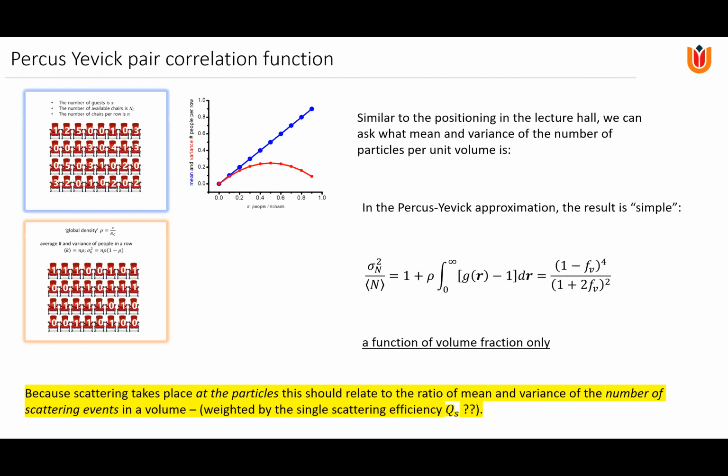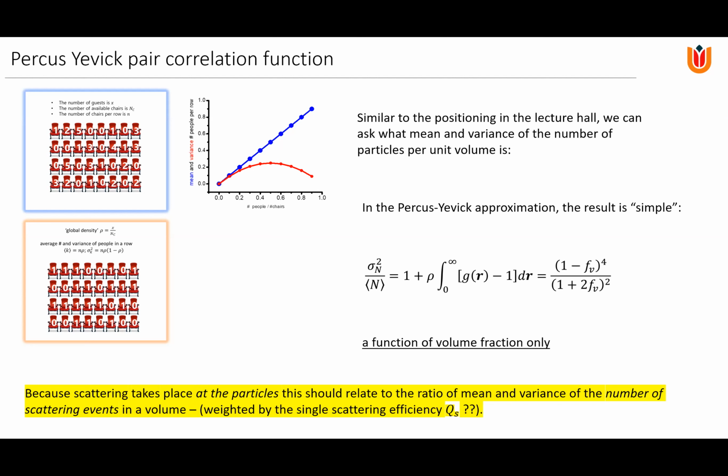Okay. Now again, how does this relate to the assumptions we had before? Well, for these pair correlation functions, we can calculate again the ratio of the variance to the mean of the number of particles in the medium. And if you do this for the Percus-Yevick pair correlation function, even though the expression for the pair correlation function itself is quite complicated, the end result of the integral is pretty straightforward. It's a function of volume fraction only, and its shape is something like this.